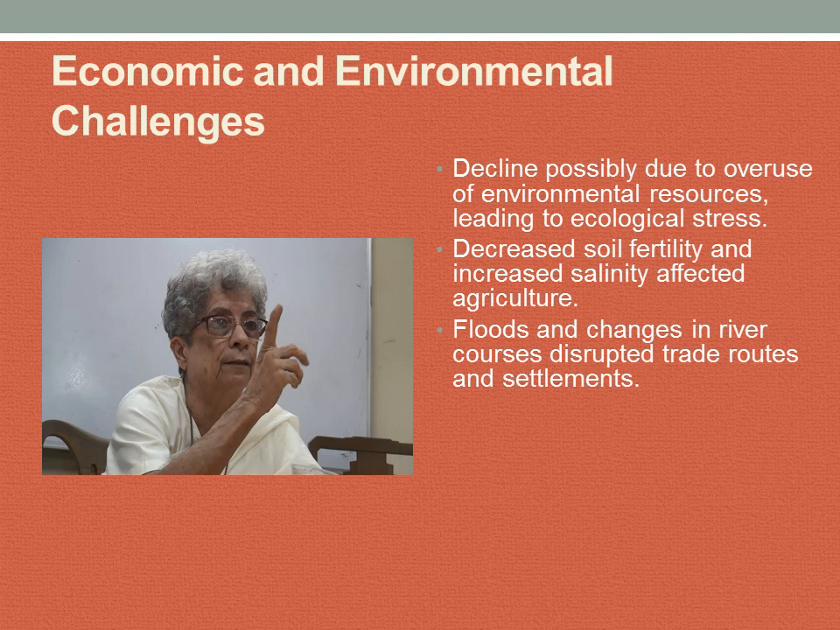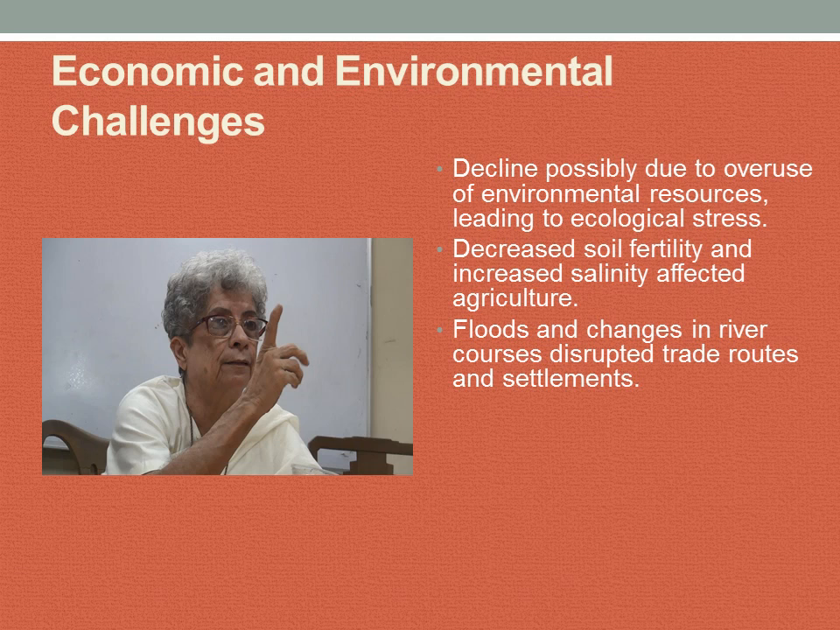Floods and changes in river courses disrupted trade routes and settlement. One of the most important economic factors behind the growth of Indus Valley civilization was the existence of trade routes. Both intensive and extensive trade was done in the Indus Valley civilization, as we have discussed in our video regarding the trade of Indus Valley civilization.